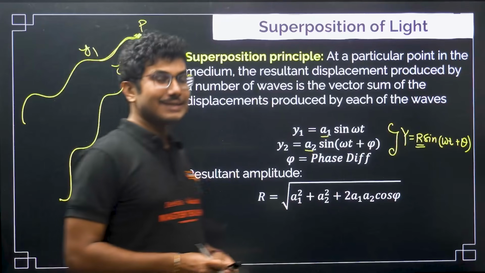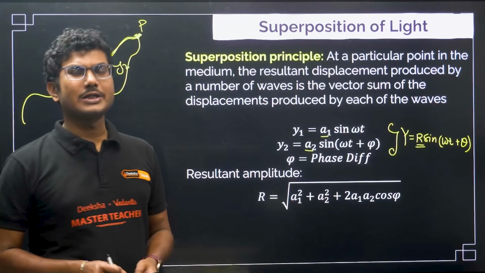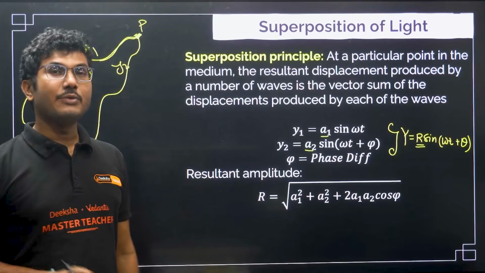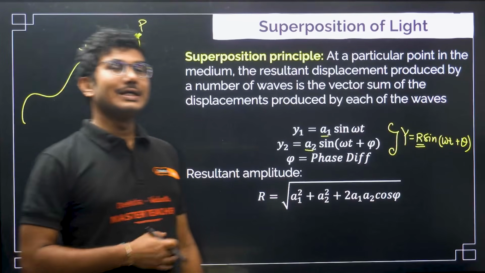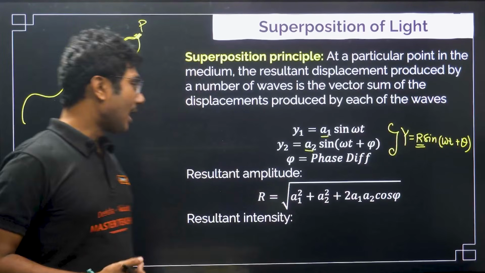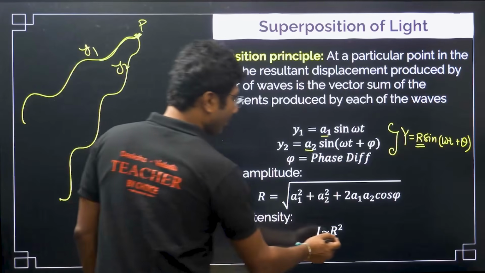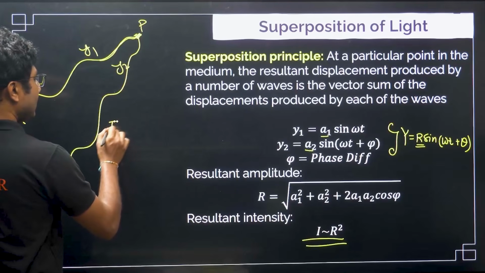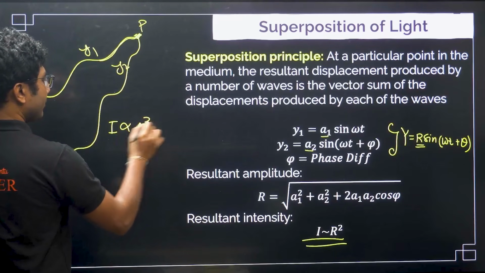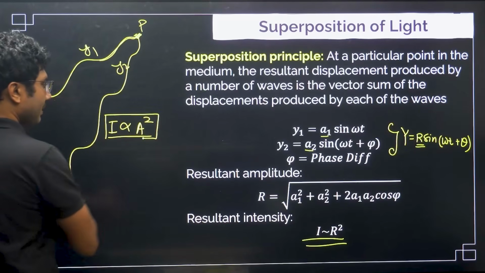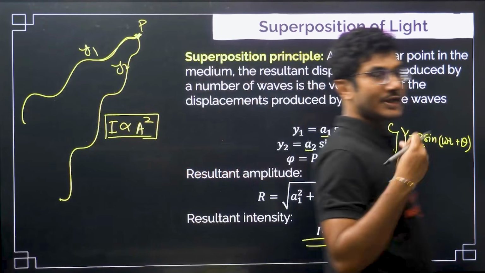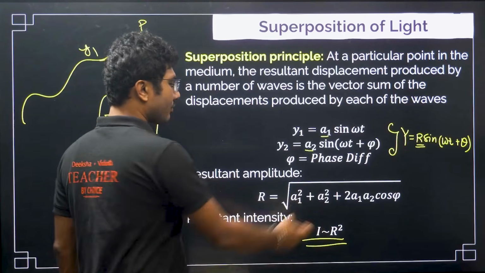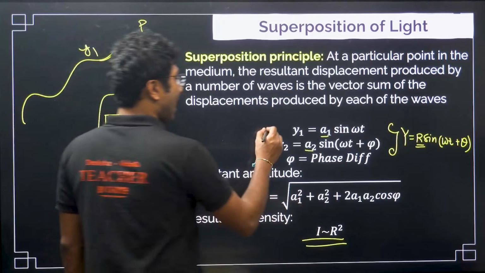Now for light, amplitude means not so much. Here we have to find the intensity. Now what is the relationship between intensity and amplitude? Intensity is always proportional to amplitude square. Okay, always remember that intensity is directly proportional to the amplitude square. Now what is the intensity of this wave?